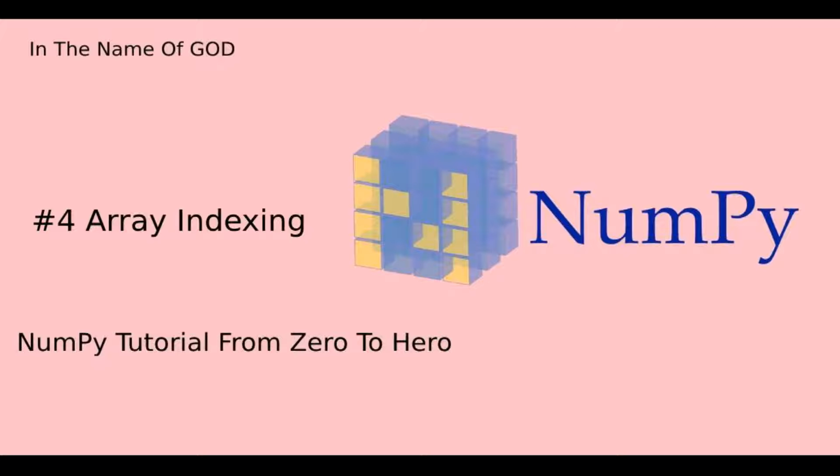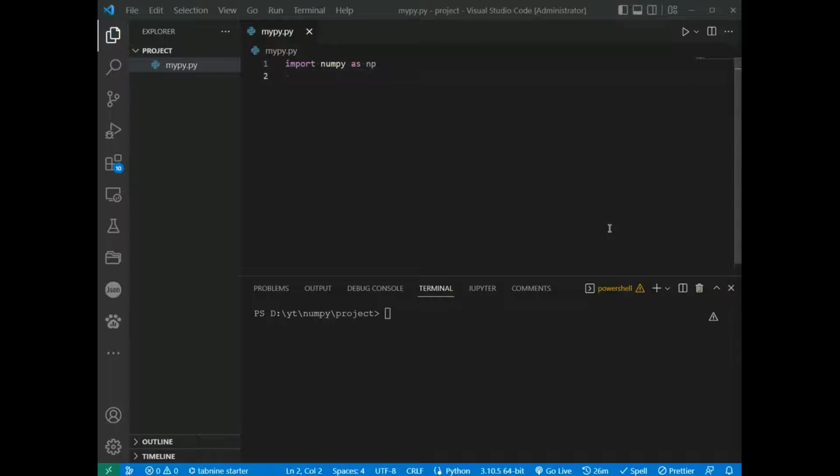Hey guys, in this part we talk about array indexing in NumPy. Access array elements. Array indexing is the same as accessing an array element. You can access an array element by referring to its index number. The indexes in NumPy arrays start with 0, meaning that the first element has index 0 and the second has index 1 and etc.